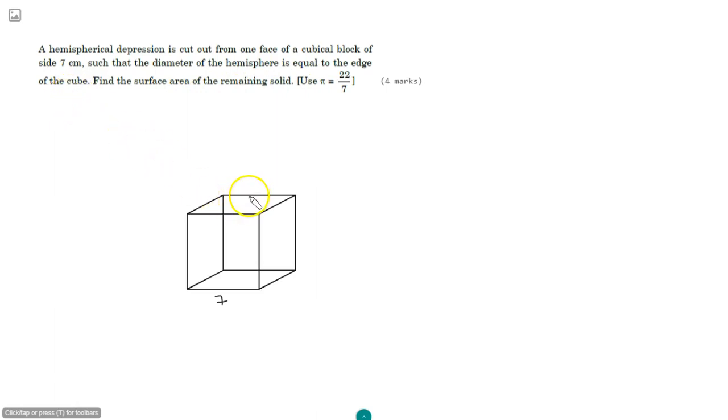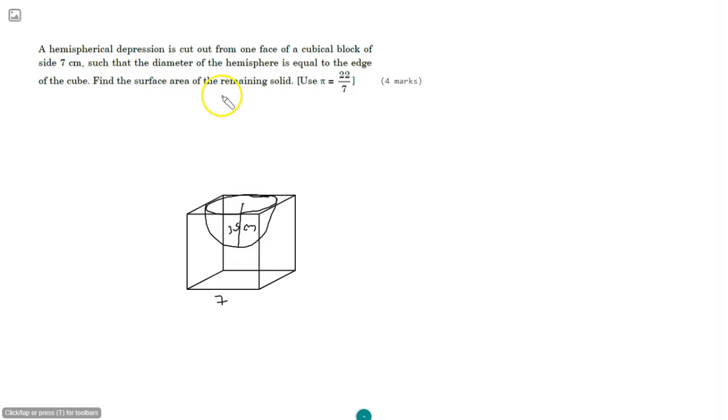Right? So the top surface of the cube is now going to look like this. You have a hemisphere that's carved out from this face of the cube. And the diameter of the hemisphere is equal to the edge of the cube. And since the diameter of the hemisphere is 7, it has a radius of 3.5. So the hemisphere goes down into the cube up to a depth of 3.5 centimeters, right? So that radius is 3.5.